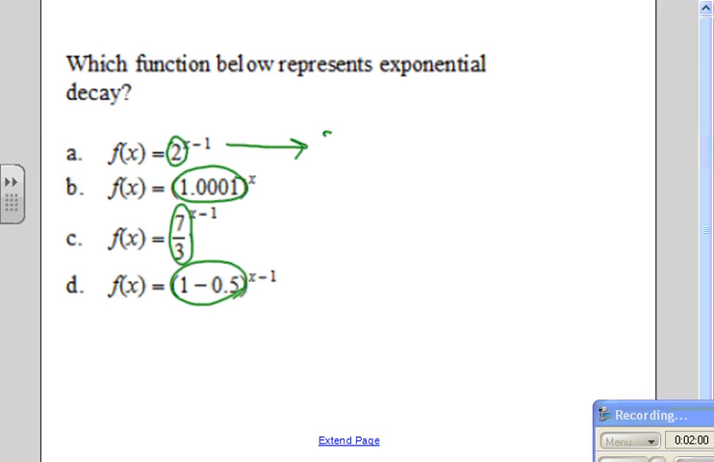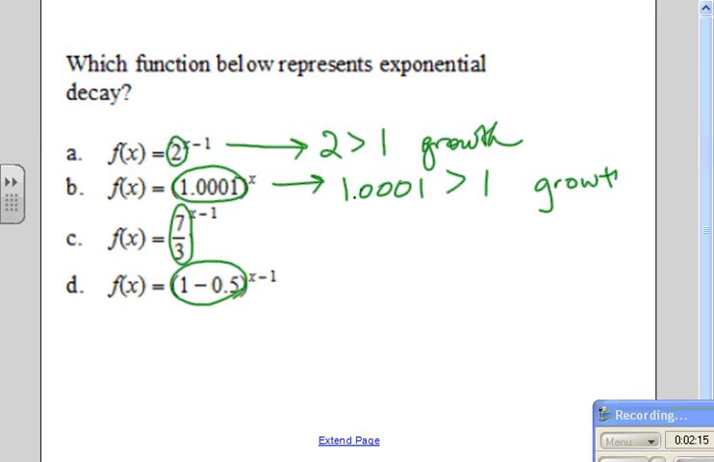2 is greater than 1, so that's growth. Not what they're looking for. 1.0001 is greater than 1, even though just by a tiny bit, but it's still growth. It would be very slow growth. 7/3, 3 into 7 is what? 2.3 repeating, which is greater than 1, so that one's growth. Process of elimination tells you that it has to be D, but let me show you why.